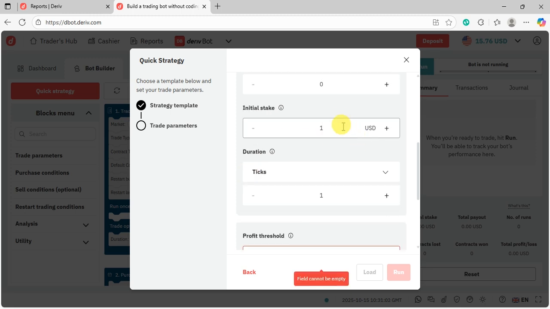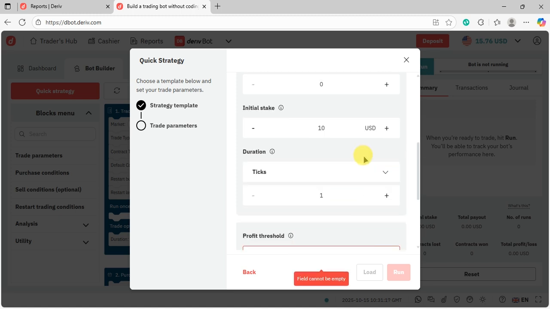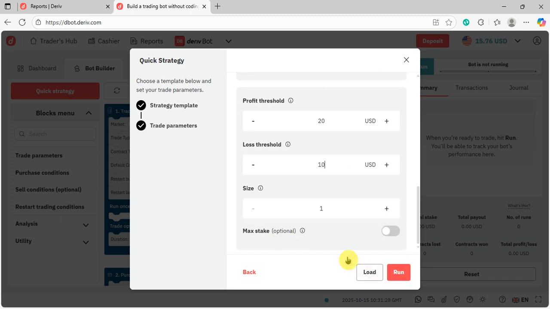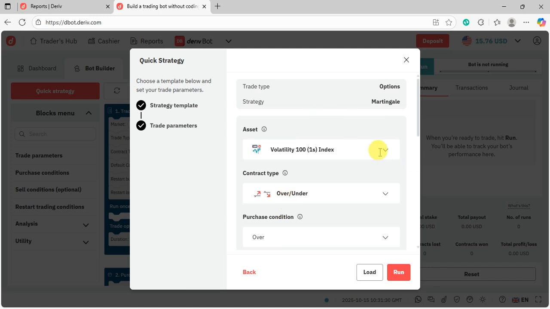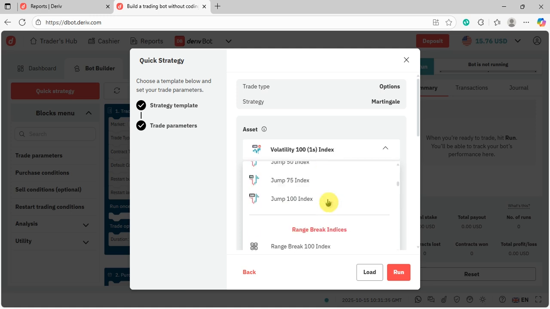So the digit is 0, and then put your stake. So you need to use a high stake so that you get a high profit, a profit that is worth that price. And for this I just enter 10, and then here is the profit that I need to take out of this market, and then the loss that I need to take out of this market, and then that is it. I need also to choose the market that I was trading, which was volatility 1 second. So I need to also change that to that market.